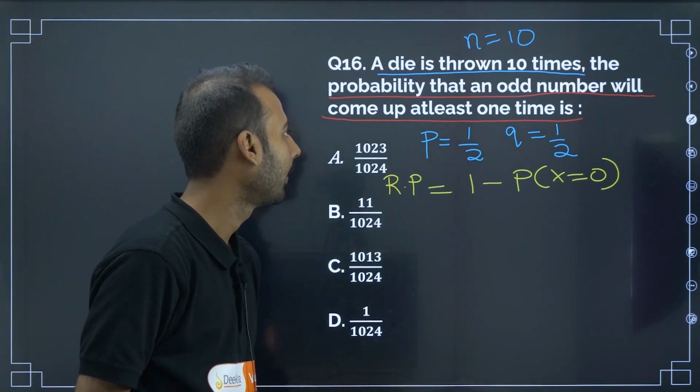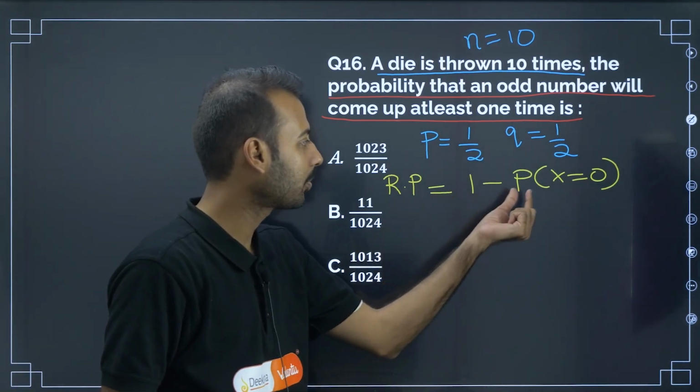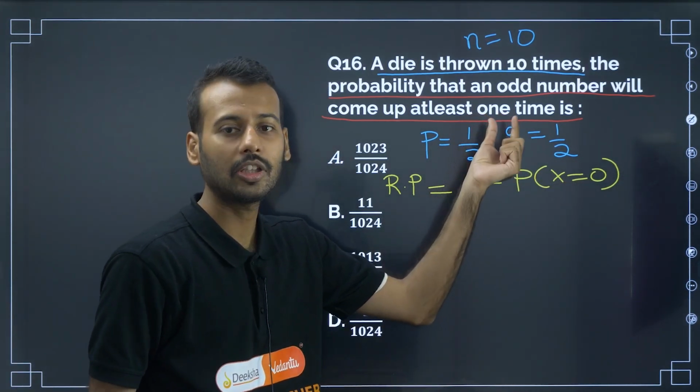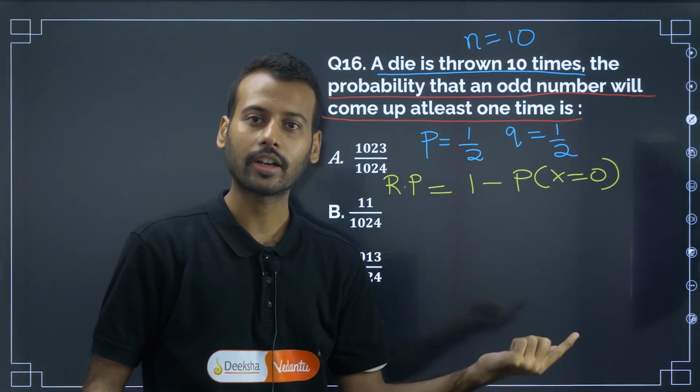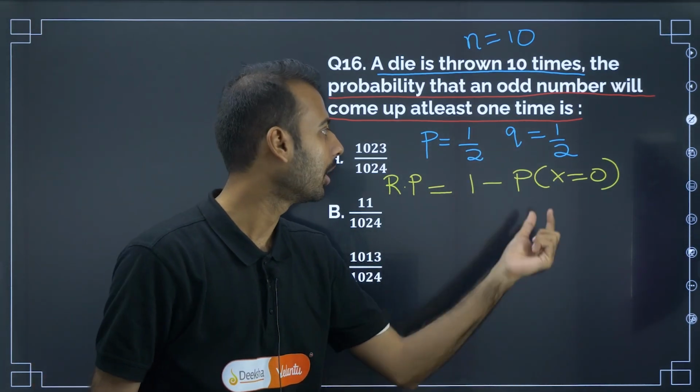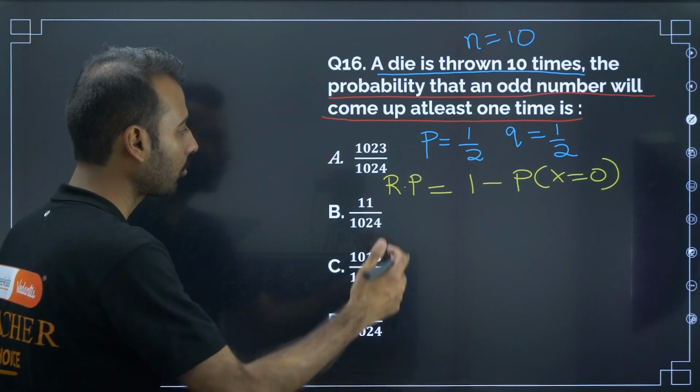Probability. So this will be 1 minus probability of 0. At least one time means 0 time should not come. One time it's okay, 2 times, more times it's okay. But 0 time should not come.